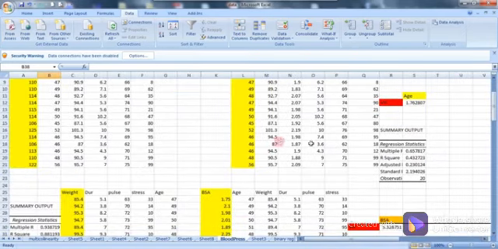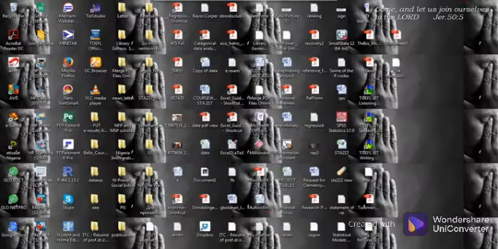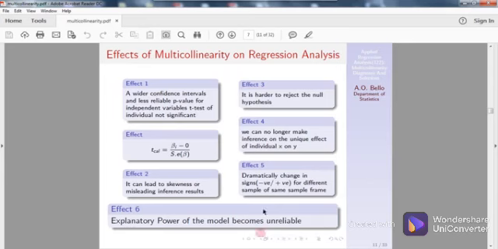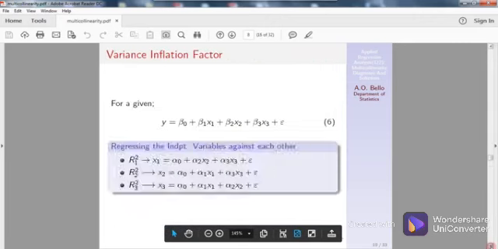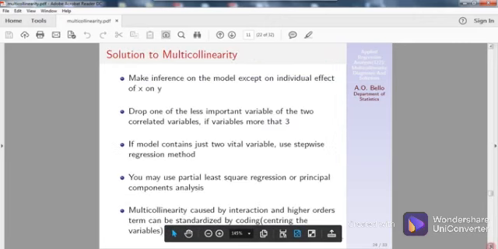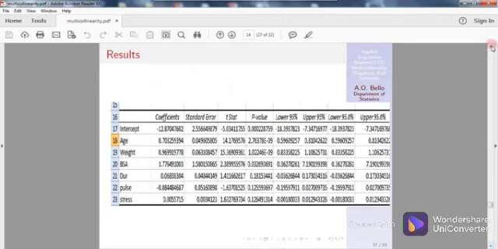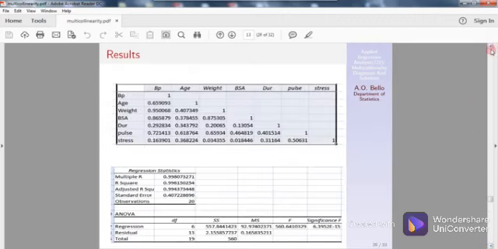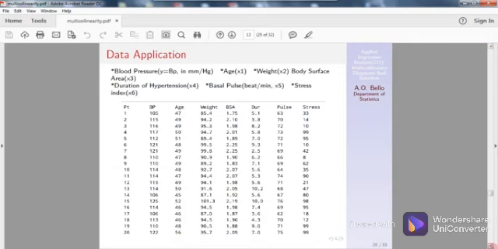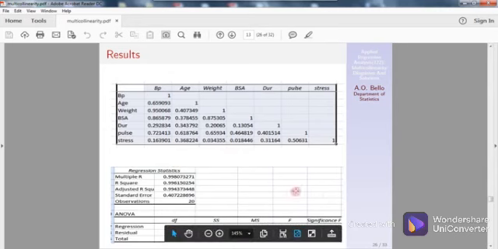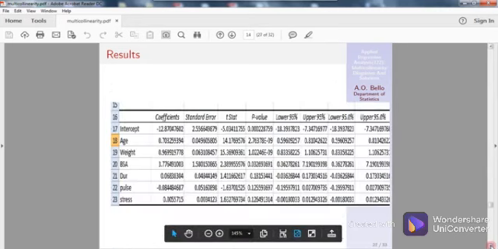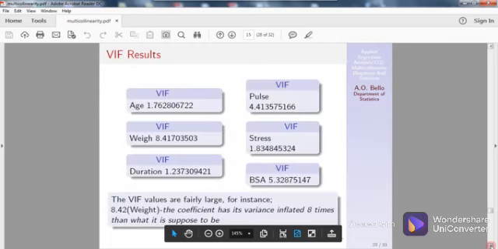Alright, so having gotten all this, we might want to check our slide to see those results. Okay, these are the results we have discussed earlier. These are also the results. So these are the variance inflation factors.